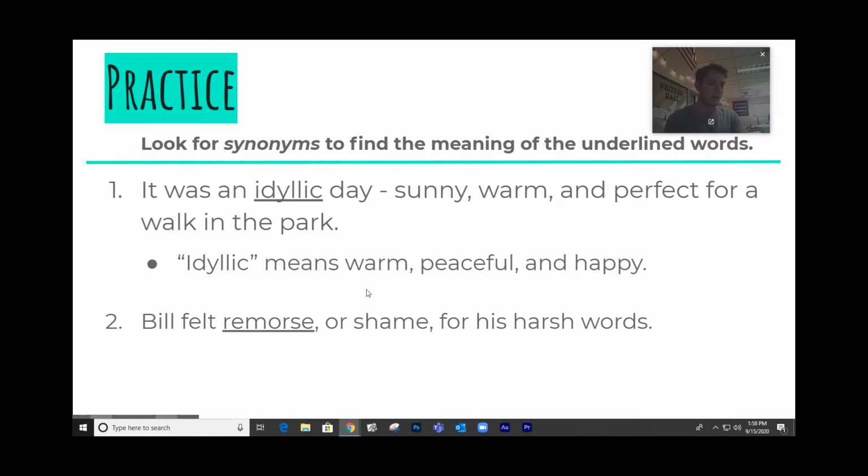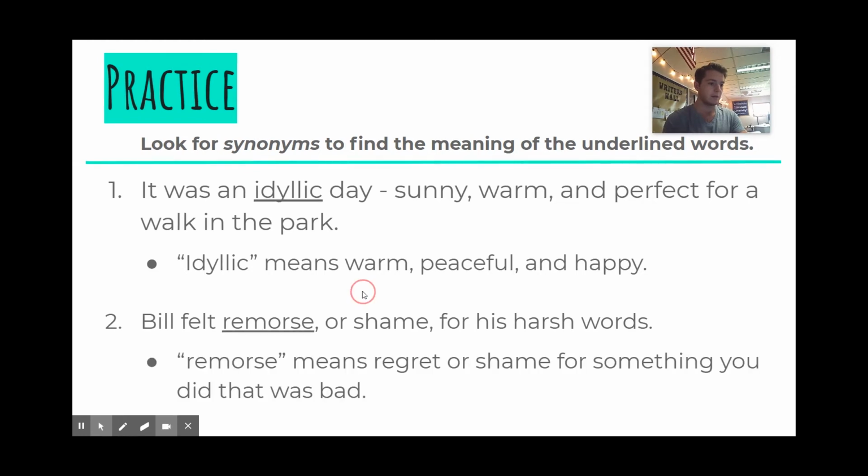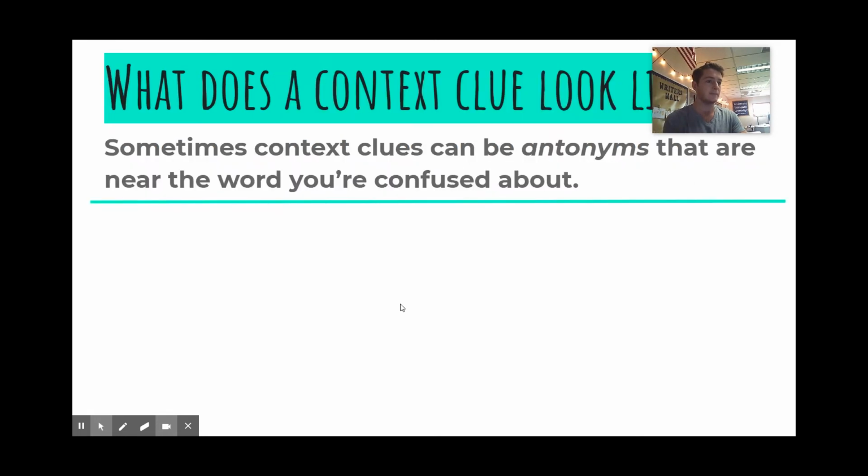So we could say remorse means regret or shame for something that you did that was bad. And we're just figuring that out, looking for the synonyms and reading the whole sentence. Okay, let's try another strategy.